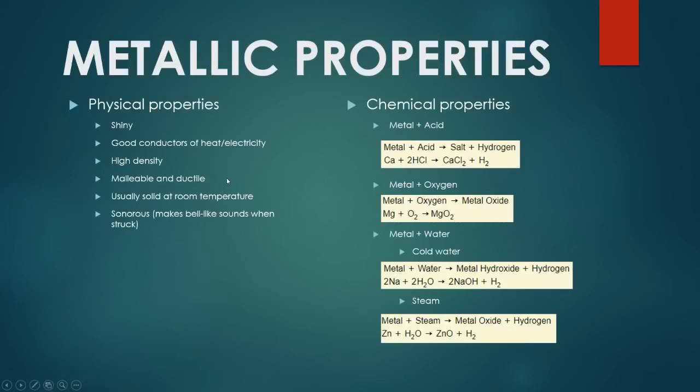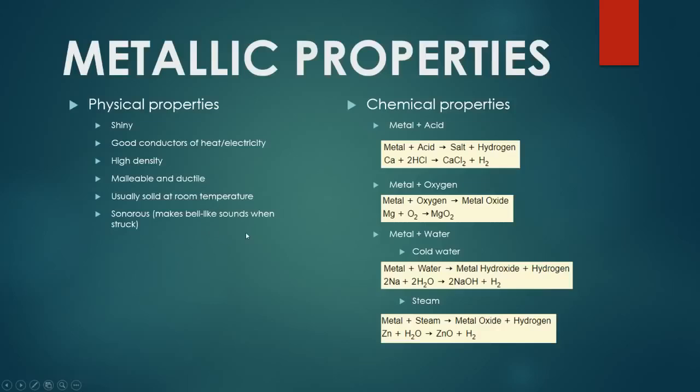So the physical properties of metals are usually that they're quite shiny. They're really good conductors of heat and electricity. They're usually fairly high in density. They're malleable and ductile due to the nice lattice arrangement of the cations in the metallic structure. Usually solid at room temperature, and they're sonorous, suggesting that they make bell-like sounds when struck.